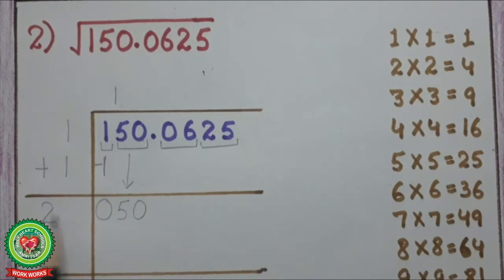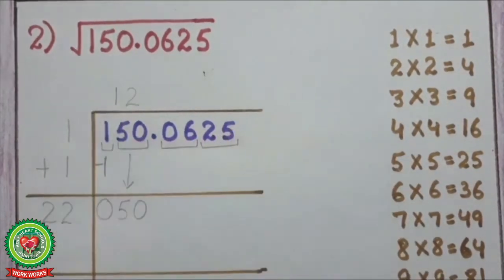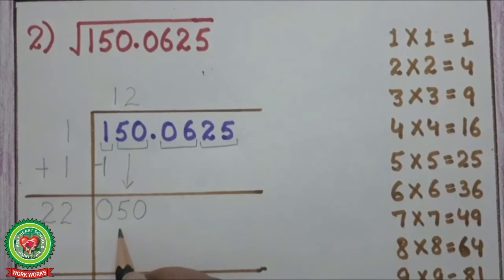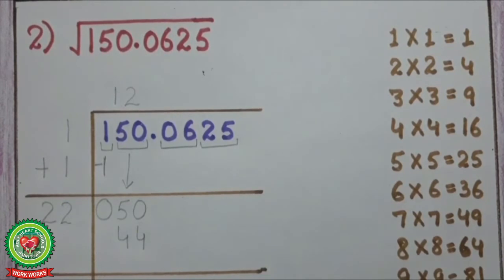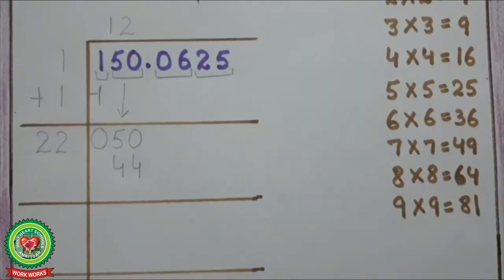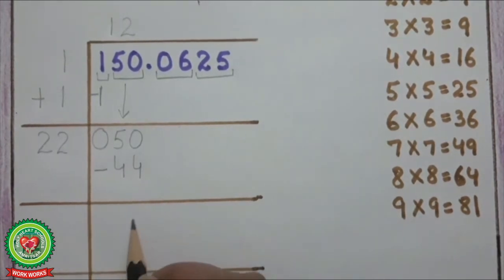If I write here 1, 21 multiplied by 1 comes out to be 21, which is much smaller than 50. Then move towards the next digit, 2. If I write here 2, 22 multiplied by 2 comes out to be 44, which is just less than 50. So we will write down 2 with the divisor as well as with the quotient, such that 22 multiplied by 2 comes out to be 44, which we will write down under 50. Then our next step is to find the remainder again. So 44 subtracted from 50 comes out to be 6, which is our required remainder.